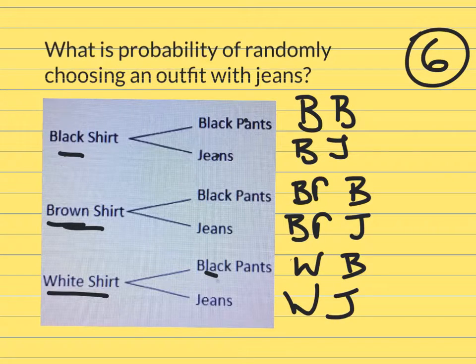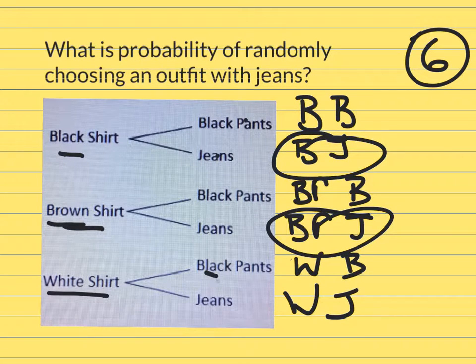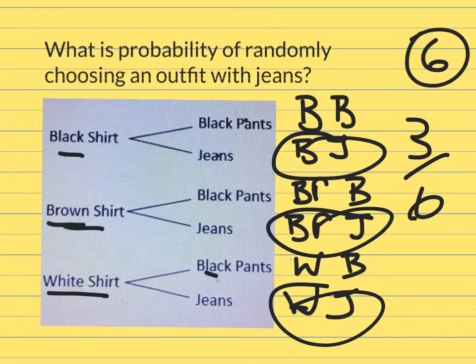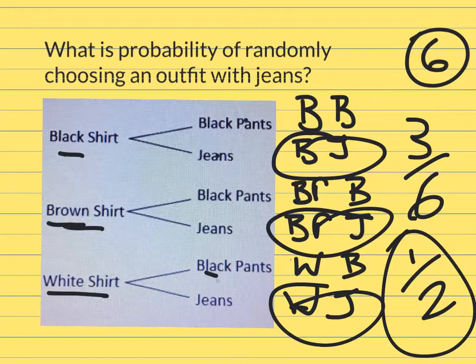So let's see. This one, black shirt and jeans, brown shirt and jeans, and white shirt and jeans. So that is 3 out of the 6 total combinations, or 1/2. Could reduce that to 1/2. All right, so the answer is 1/2.